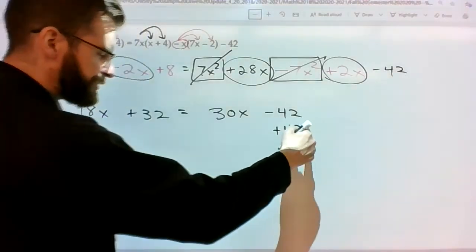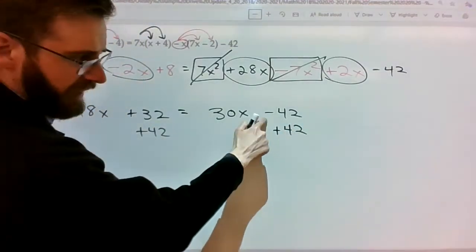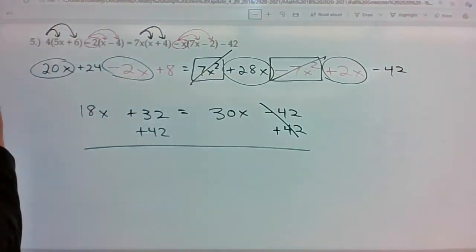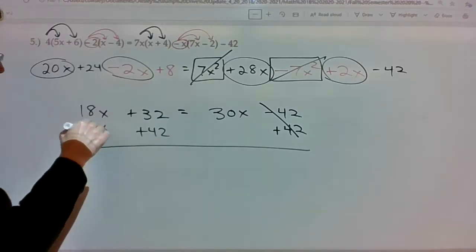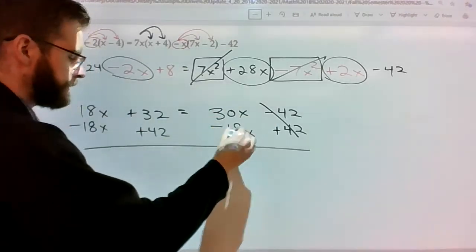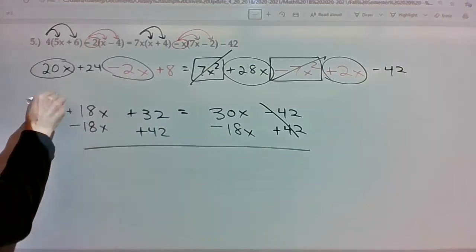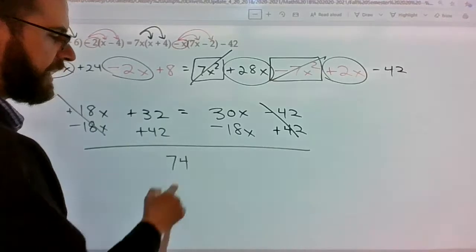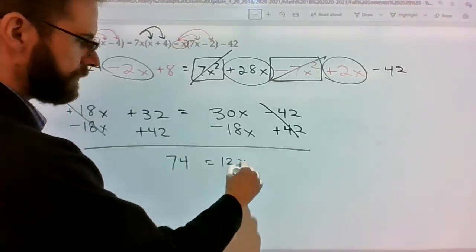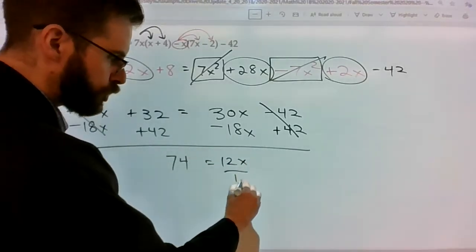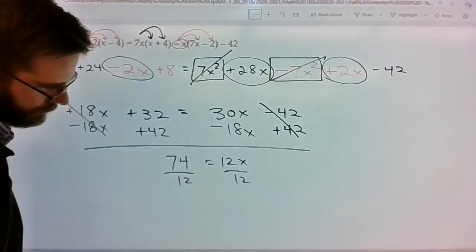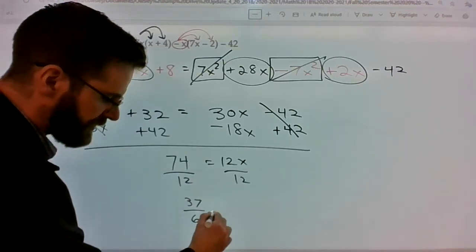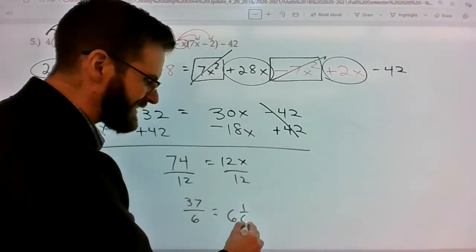So I'm going to move this 42 to the right. Notice I'm using the opposite sign. And I think I'm going to move this 18x to the right. Opposite sign of plus cancels it out. So 42 plus 32 is 74. 30 minus 18 is 12. You can divide both sides now by 12. If I cut the top in half and the bottom by half, that gives me 37 over 6, which is the same as 6 1/6.